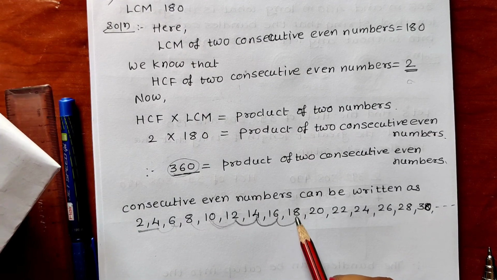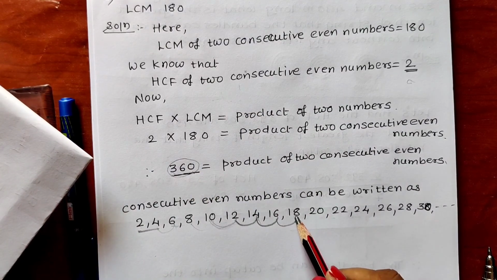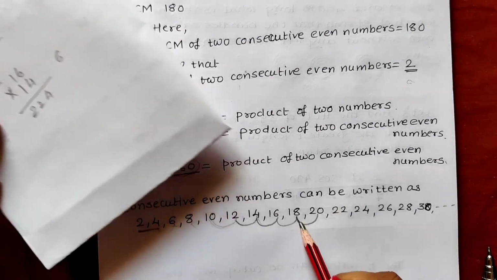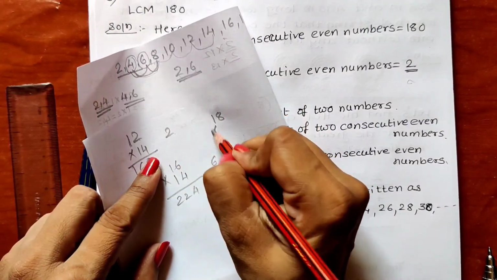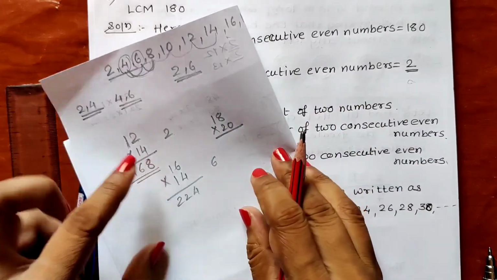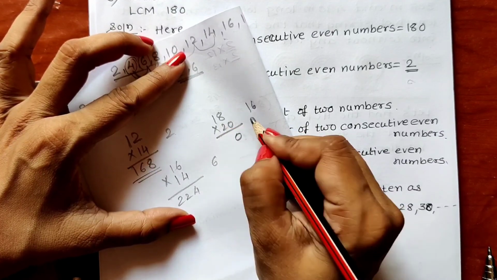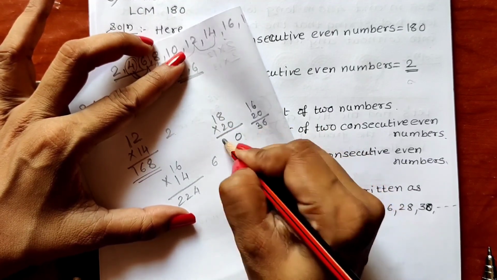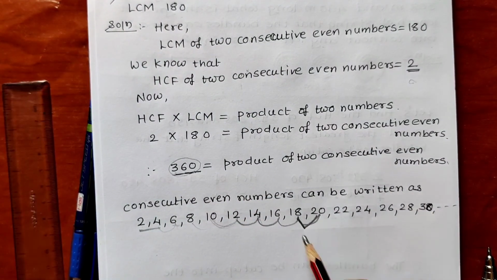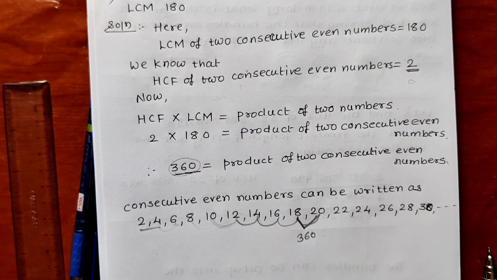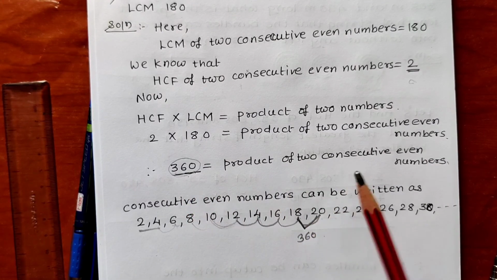16 into 18, we will not get 0 in the unit place, and we require 0 in the unit place. So let us do 18 into 20. What will be the product of 18 into 20? 18 multiplied by 20. 2 eights are 160, 0 written, 16 carry. 2 ones are 2, plus 16 is 18, so 360. So we have got the product of 18 into 20 as 360. So the two consecutive numbers whose product is 360 are 18 and 20.